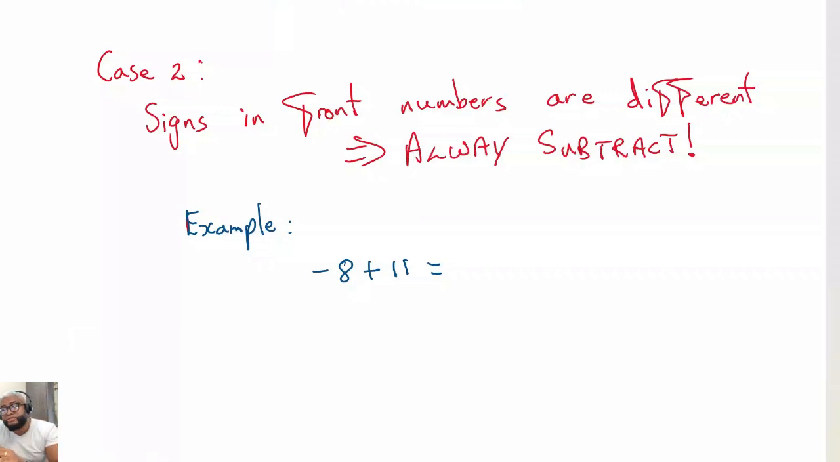So what did I say to do if the two signs are different, Makai? If the signs in front of the numbers are different, we always subtract. So obviously you have to take the smaller number from the larger number. So if I take 8 from 11, what would I get? Makai? 3, sir. 3, right? Now, what sign goes in front of the 3?